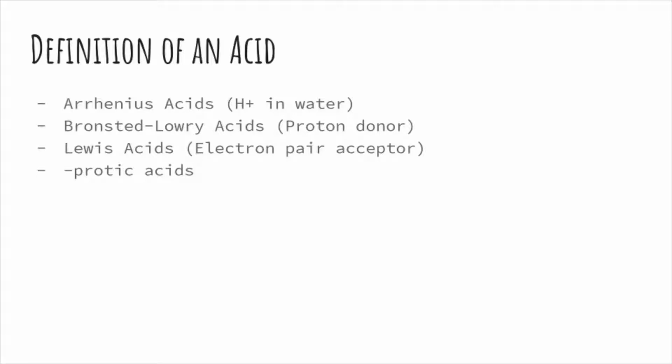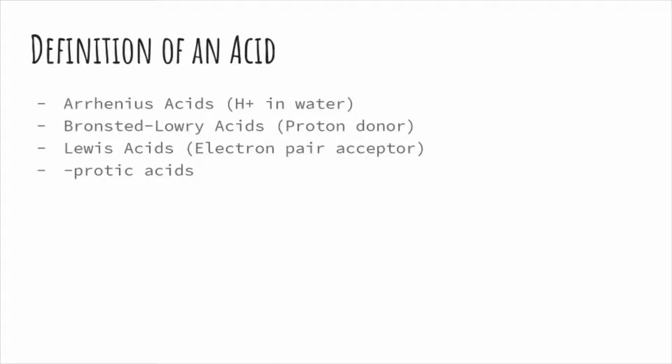Chemical substances that can donate a hydrogen ion in water are called Arrhenius acids. Those that can donate protons are called Bronsted-Lewis acids, and those that accept an electron pair from other substances are called Lewis acids. Now this might seem hard at first, but all we need to know is how many ways an acid can be defined and the similarities between their definitions.